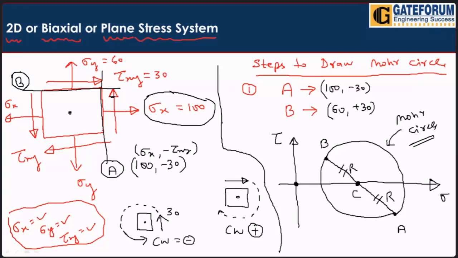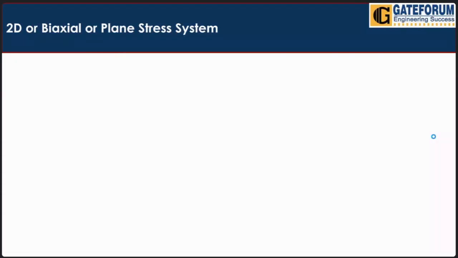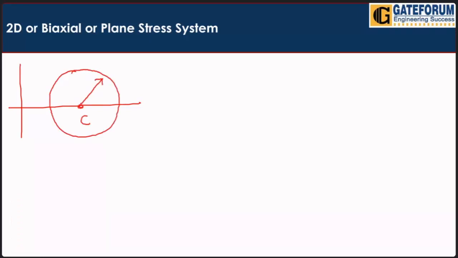Now we will calculate the value of the center and the value of the radius of this circle. Where we will have the center of this circle, and what will be the value or magnitude of the radius, we will come to know. So what about the center of the Mohr circle? Suppose here we have a circle. So where is the center and what is the value of the radius?